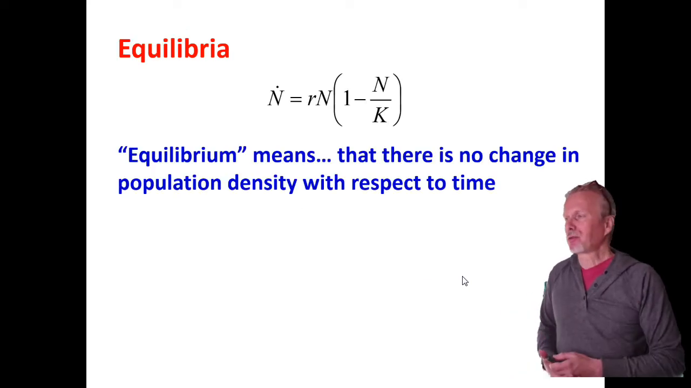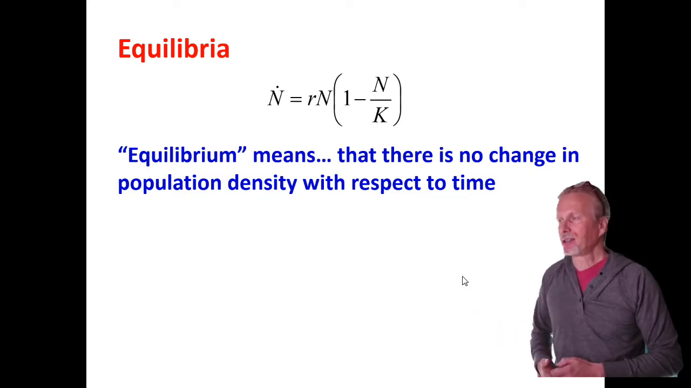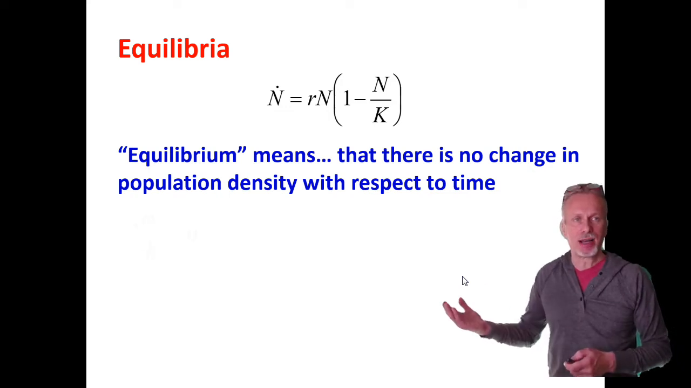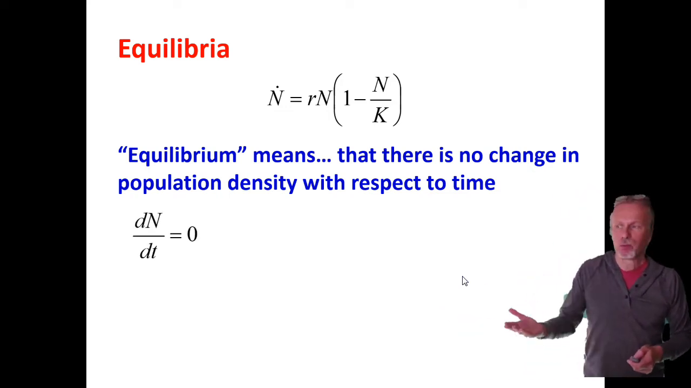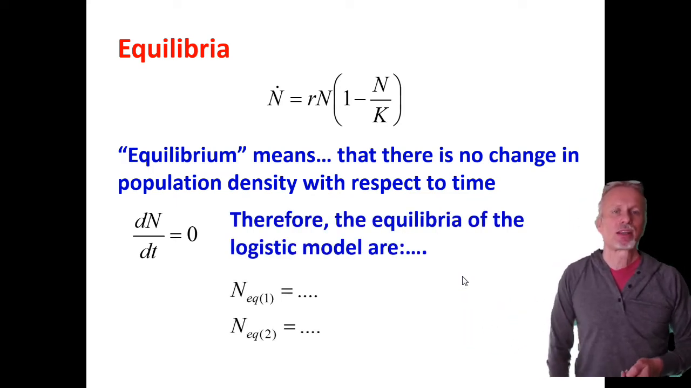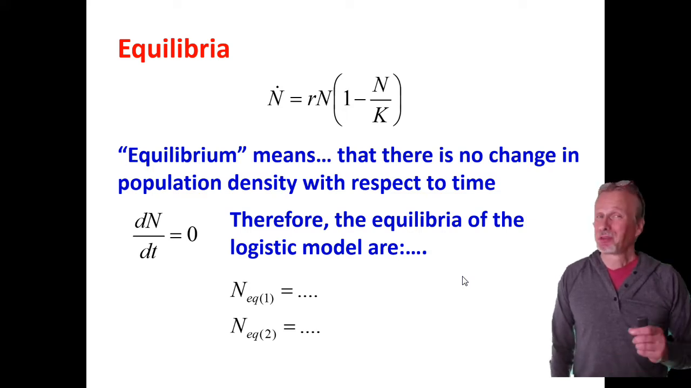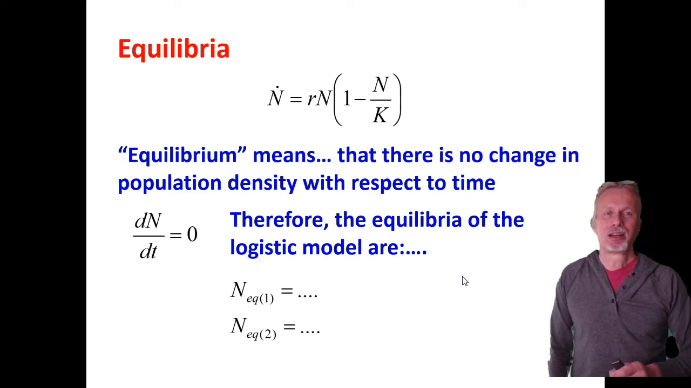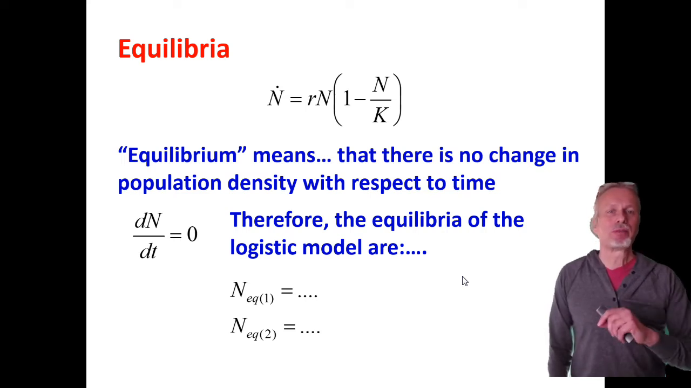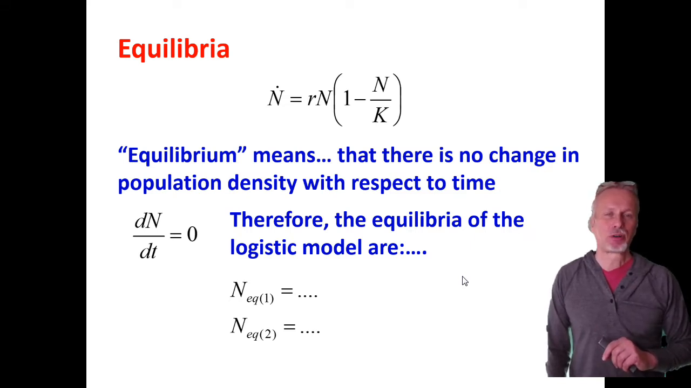Let's talk about equilibrium. Equilibrium means that there is no change in population density with respect to time, right? So the way we can compute it is by setting dN/dt equal to 0. I give you 20 seconds to think about what the equilibrium points of this model are. And I'll give you a suggestion: this model actually has two equilibrium points. So think about that.